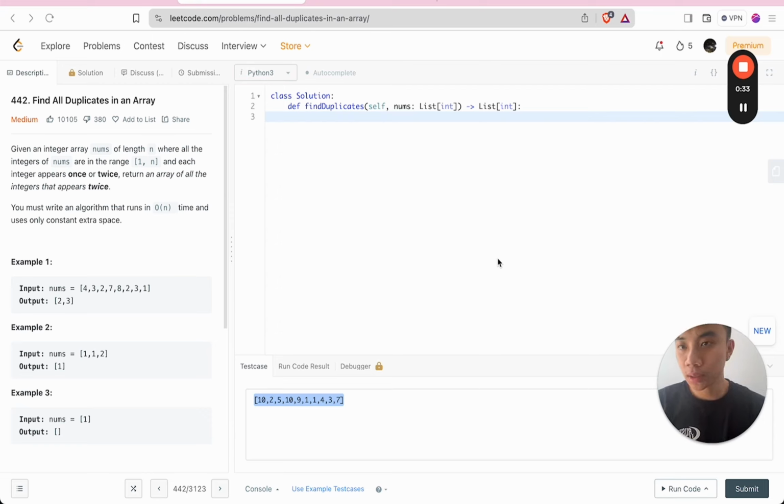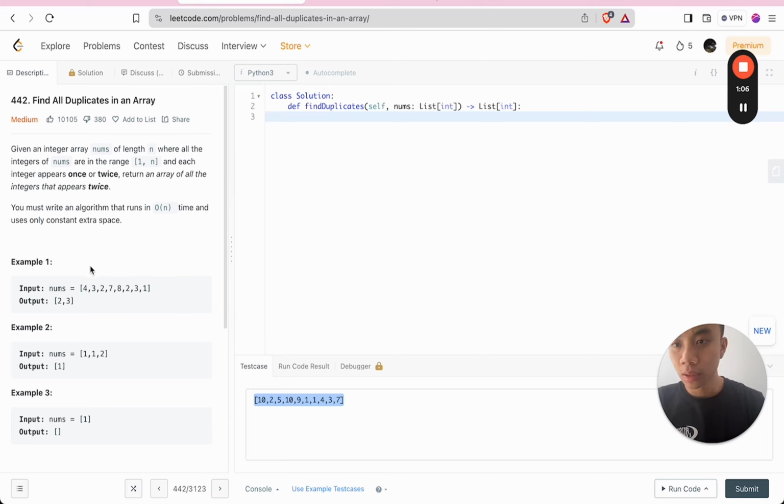So one point in this question is that since each integer is in the range of 1 to n inclusive, that means these numbers can never be negative. And we can use that to our advantage by flipping numbers into negatives as our metadata. So what do I mean?